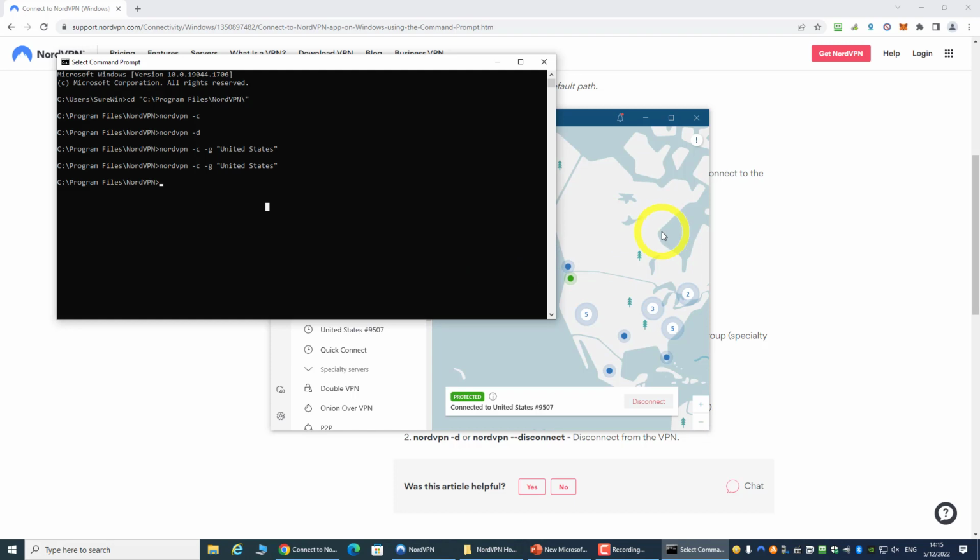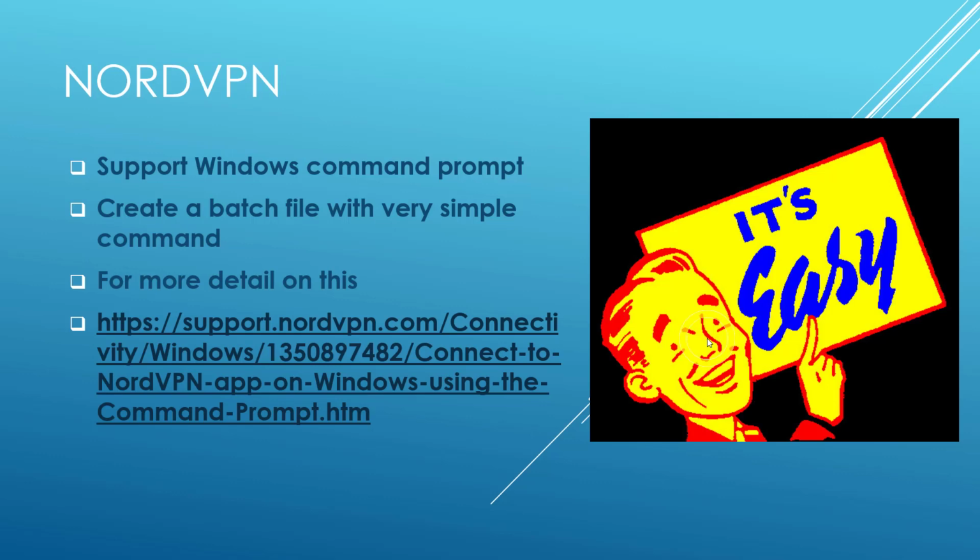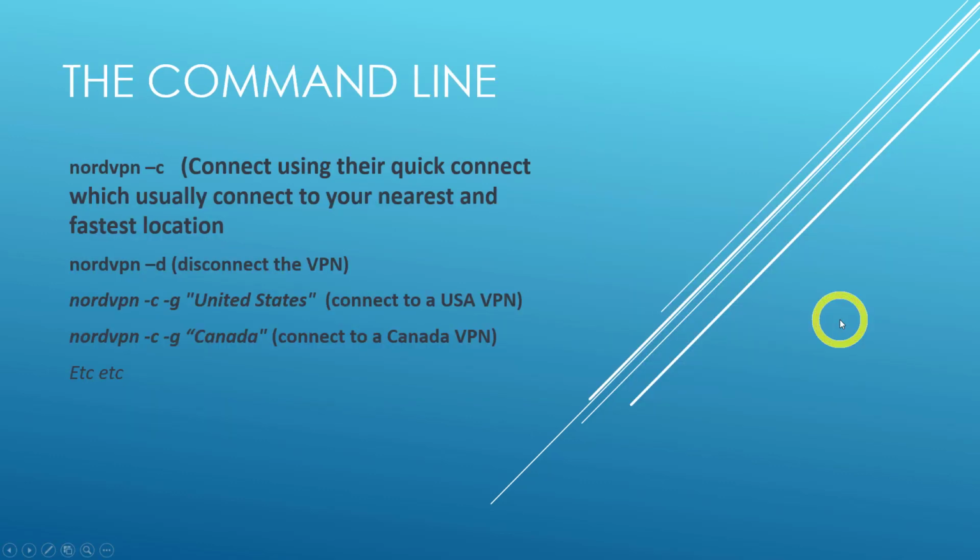Now let's learn how to do it so that we can connect every X number of minutes. Don't worry, it is not going to be difficult. In fact, I'm going to show you it's very easy. This one is to connect. The -C is to just use a quick connect, and -D is to disconnect, and if you put -C -G followed by quotation marks and the country, then you will connect to a USA server or Canada server or whichever.